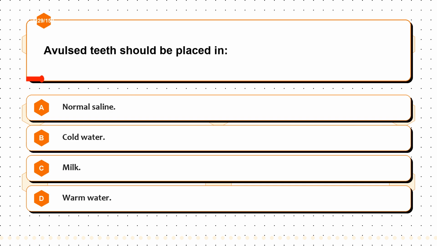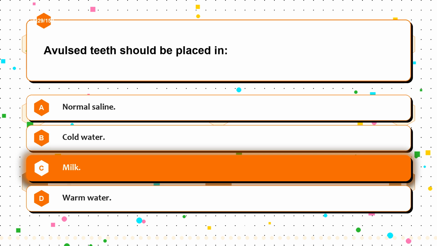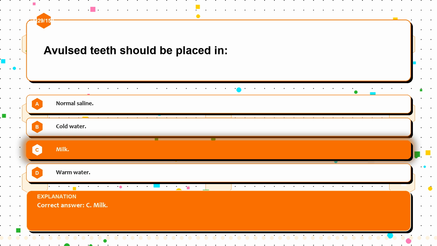Question 29. Teeth that have been knocked out should be placed in. Here are the options. Option A. Normal saline. Option B. Cold water. Option C. Milk. Option D. Warm water. The correct answer is option C. Milk.